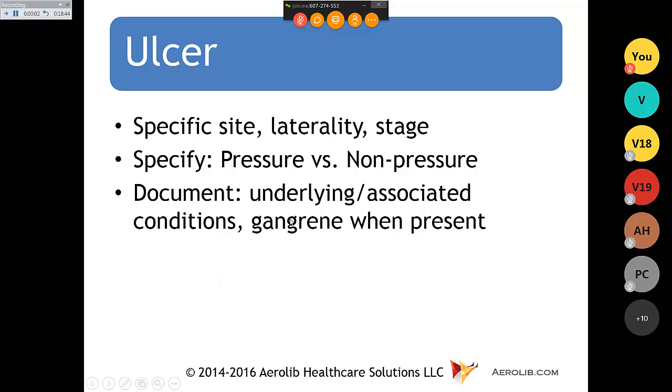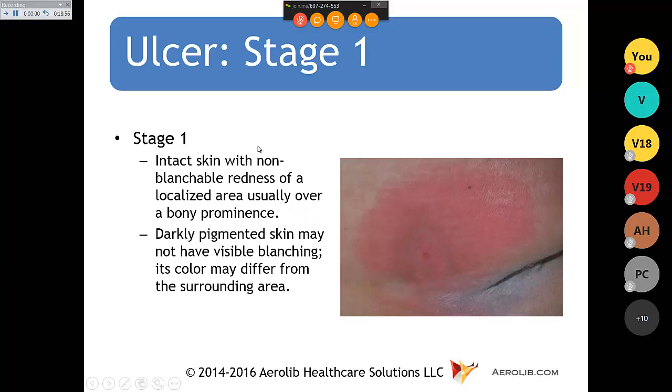When you have ulcers, you need to specify their site, laterality, stages, whether these are pressure or non-pressure ulcers, and in case of hospitals, whether they're present on admission or not. I think the next few slides, we will talk about ulcers in terms of stage 1, 2, 3, and 4. I won't be reading everything on the slide, but the pictures will speak for themselves, and if you need more references, pause this on the LMS presentations and take a look at this.